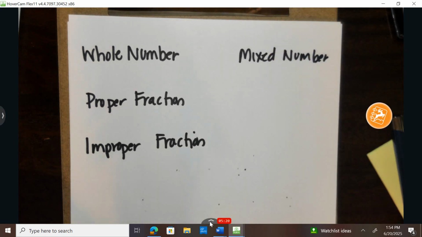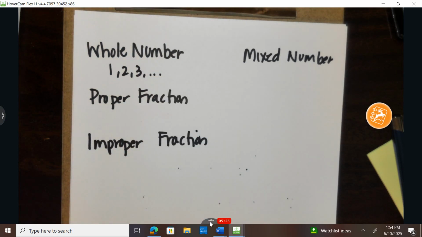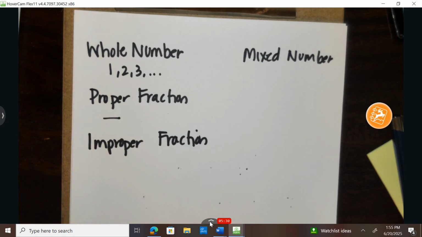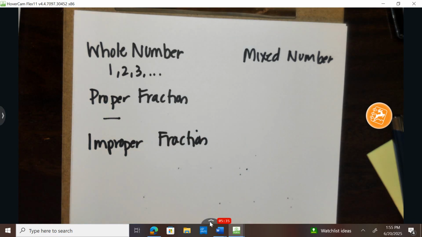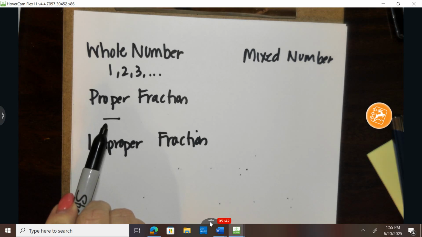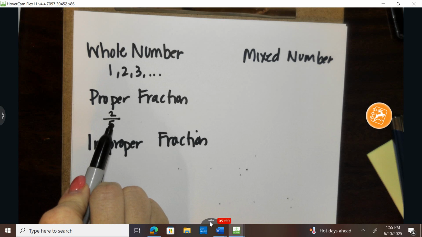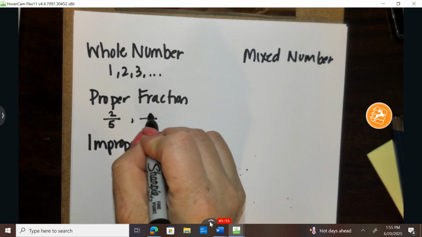Okay, let's review. So whole numbers, 1, 2, 3, 4, 5, and so on. Proper fractions, again, are when we have a division sign in the middle, and there's a number on top and a number on the bottom. And the only rule about a proper fraction is the number on top, that's called the numerator, has to always be smaller than the bottom number called the denominator. So 2 over 5, as long as the top number is smaller than the bottom, you just created a proper fraction. I'll show another one.